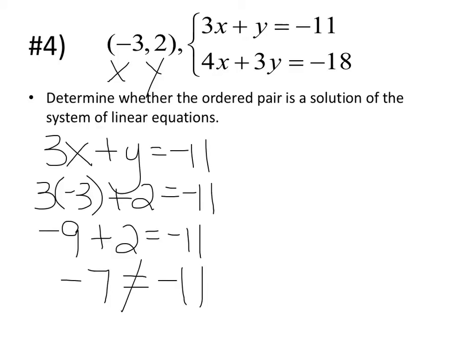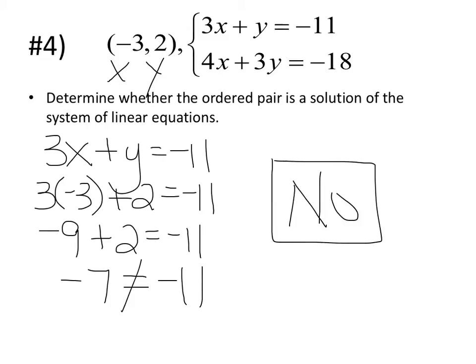And the second that you get one of them not being true, you don't even need to try the next one. Because if one of them is not true, then it is not a solution. So you can immediately say, no, this is not a solution. You don't even need to check the next one.